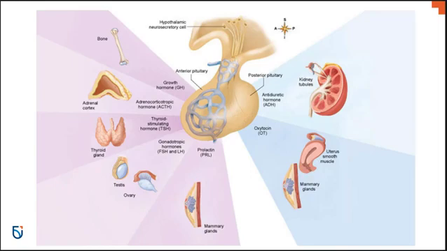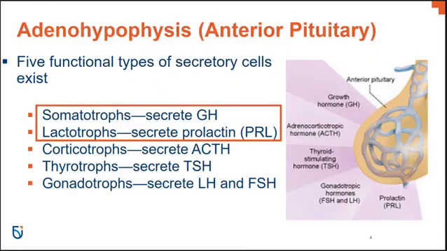So let's have a look at what these hormones do and what they're responsible for in our body. If we look into the anterior pituitary gland, if we looked inside, we would discover that there are 5 functional types of secretory cells present that are each responsible for secreting one of these 5 different hormones that you can see listed on the screen.